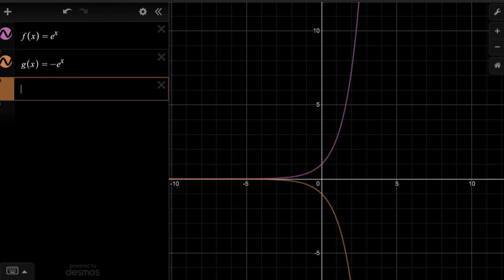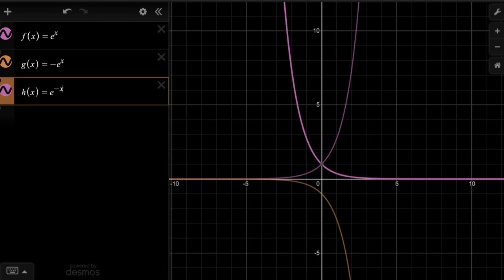And then how would we flip it over the y-axis? Well, let's do an h of x. That's going to be equal to e to the, instead of putting an x there, we will put a negative x. Negative x. And there you have it. Notice it flipped it over the y-axis.